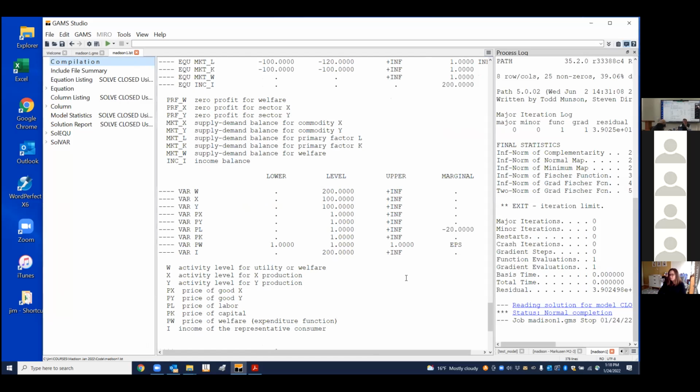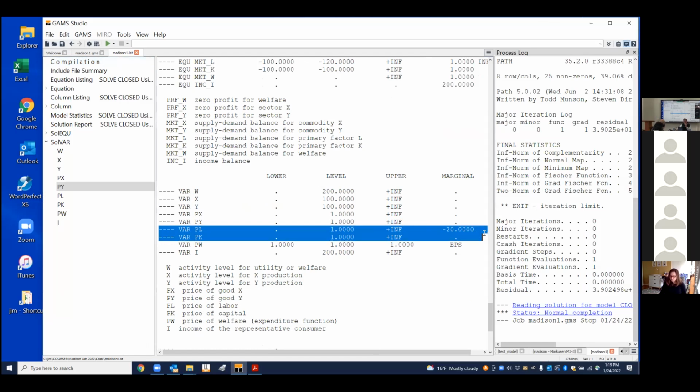And this is going to give me a hint of where the error is. So it didn't allow the model to iterate. And we have a marginal. I have the starting values, what I think the solution value should be. But there's a marginal of -20 in the PL. And the complementary equation to PL is the market clearing equation for labor. So there's a mistake in that equation.